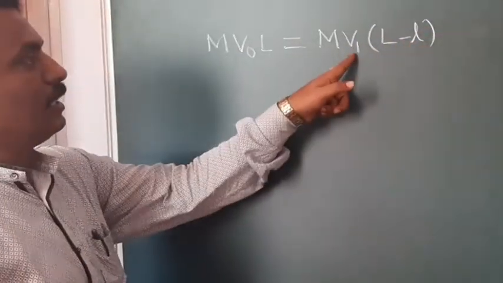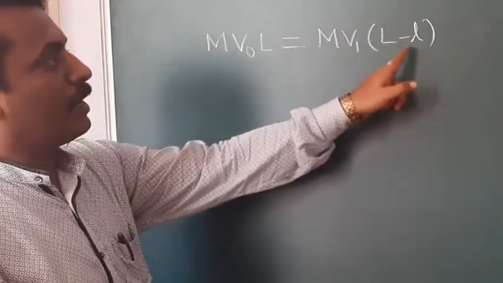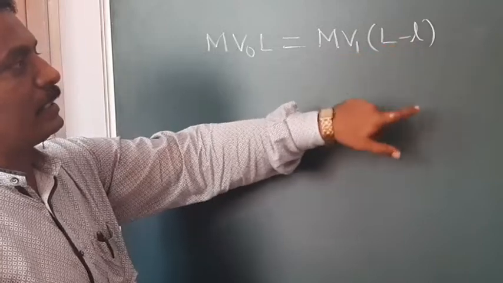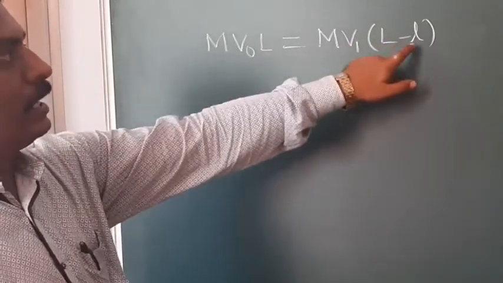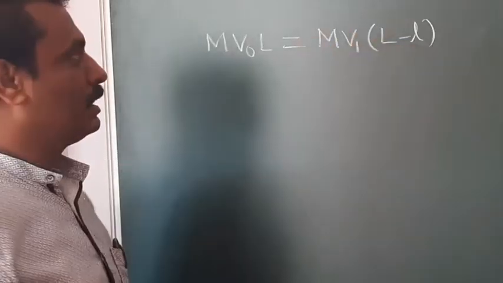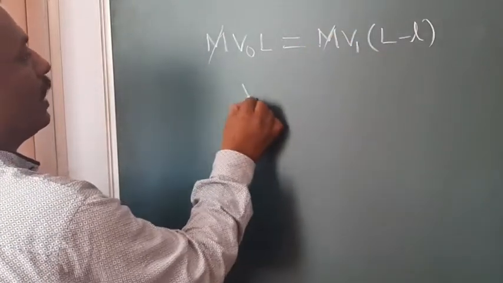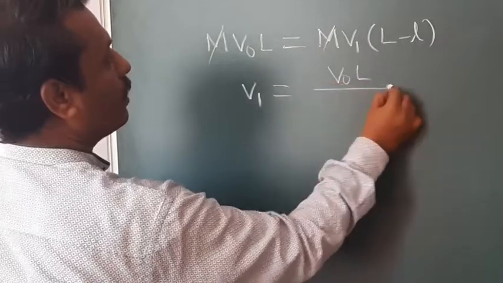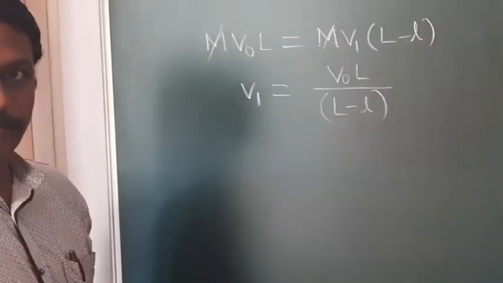Here v1 is the velocity of the person when he stands up. We write L minus l because in the problem it is given that when the person stands up, his center of mass rises by l. Therefore, the effective length of the swing becomes L minus l. Now here m gets cancelled, then we can write v1 is equal to v naught L divided by L minus l.